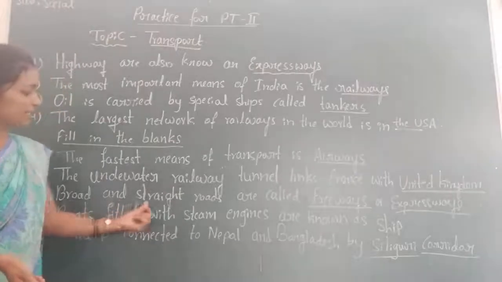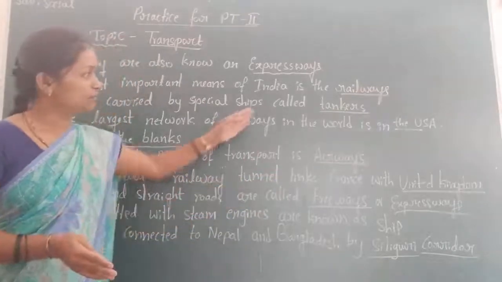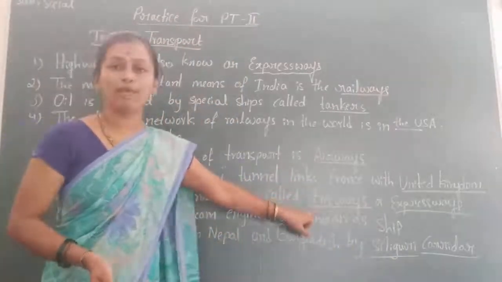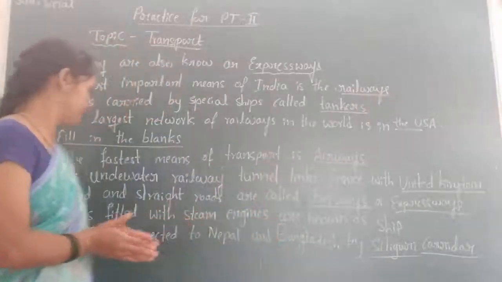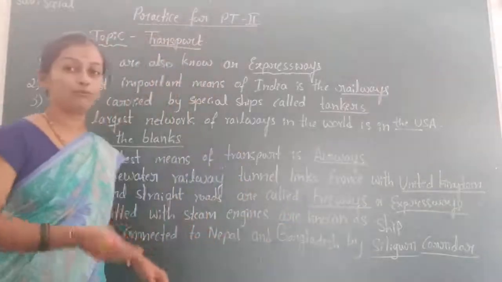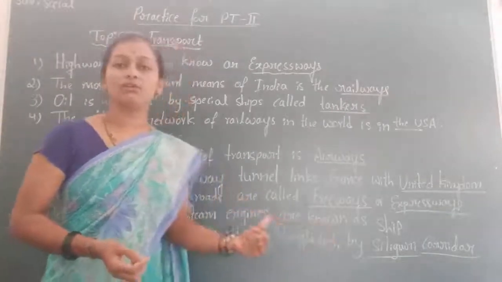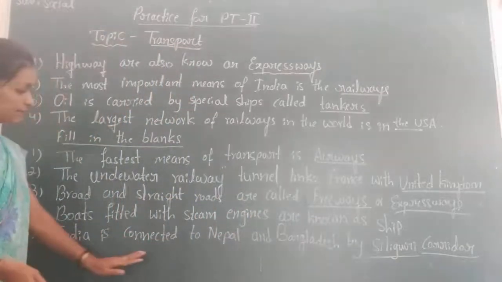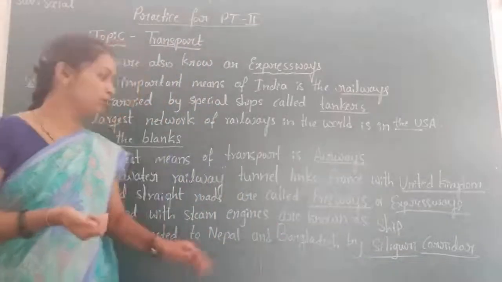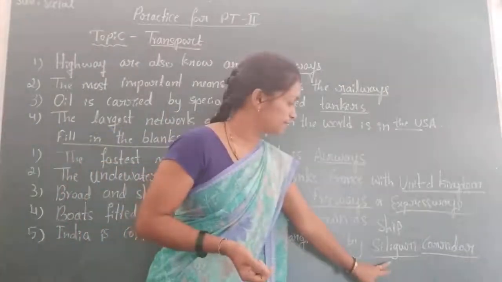And broad and straight roads are called what? We already said those are expressways or freeways. Then boats fitted with the steam engine are known as ships. Then India is connected to Nepal and Bangladesh by where? That is Siliguri.